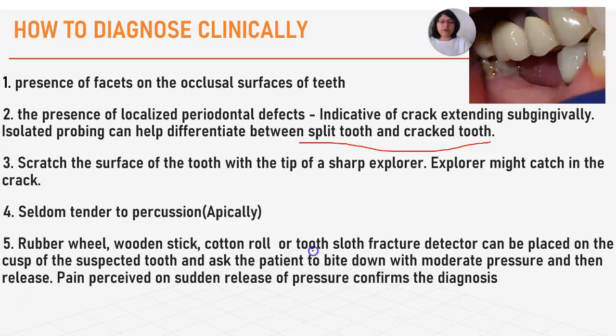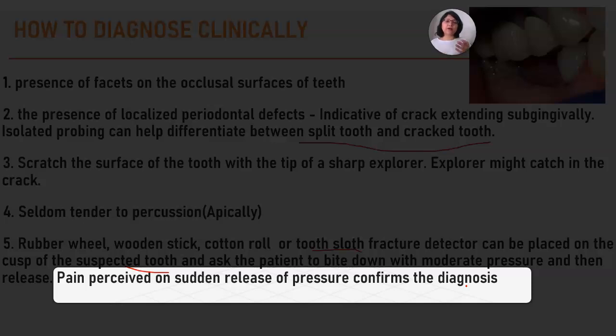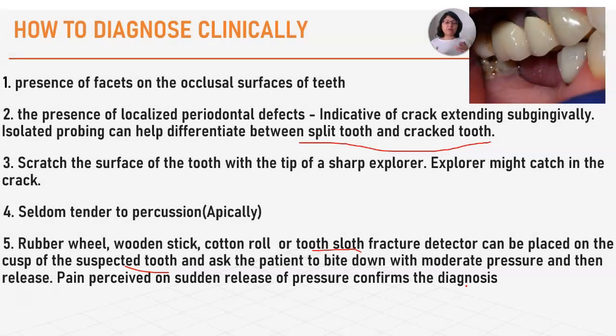A rubber wheel, a cotton roll, or a Tooth Sleuth fracture detector can be placed on the cusp of the suspected tooth. Ask the patient to bite down and then release. The pain perceived on sudden release confirms the diagnosis. So if you do not have the Tooth Sleuth or a wooden stick, what you can do is take a cotton roll that every clinic has, wet it, and then ask the patient to bite on it. And you can try it on each cusp individually, like on the buccal cusp, on the lingual, on the mesiobuccal cusp. Ask the patient to bite individually. When the patient bites, they might have a certain pain, and on the release, the pain could be excruciating at times. So that again is a very good sign of a cracked tooth.